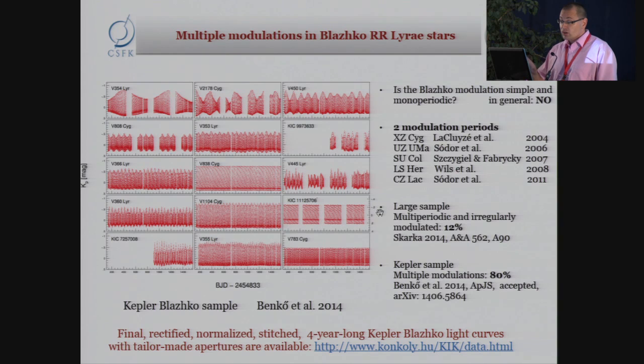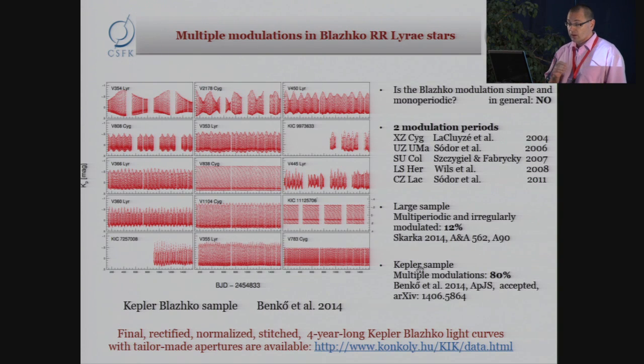There were indications that in some individual objects, there might be more than one modulation period. And in a recent survey based on a ground-based large sample, it was found that 12% of those stars show multi-periodic or irregular modulated light variations. But with the Kepler sample, we have a much, much higher number. It's more than 80% of those stars that show multiple irregular variations.